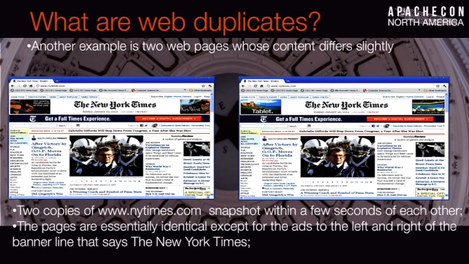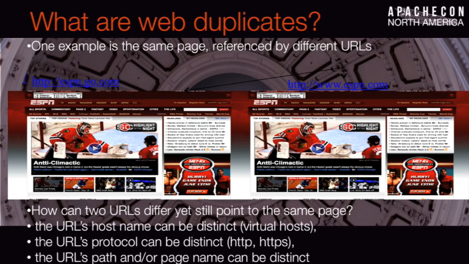Another type of web duplicate is when you have two slightly different pages. What's the difference between these things? Ads. Okay, great, awesome. So these pages are actually identical. They're two snapshots of the New York Times taken seconds apart with different ads. But they're not identical using the traditional way that we detect web duplicates, which is signature-based approaches or hashing techniques.